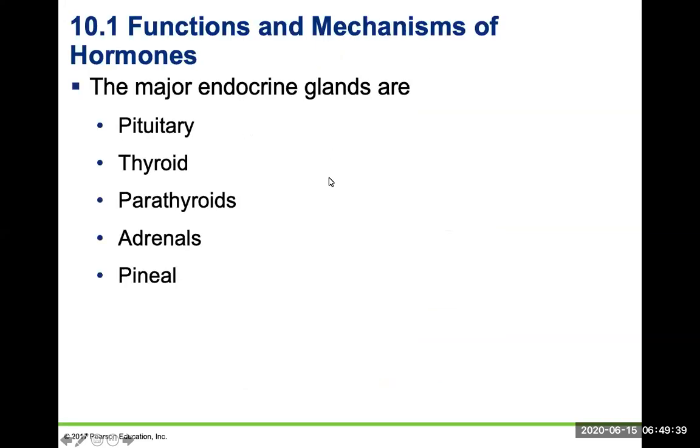These are the major endocrine glands. I'll let you read through those: pituitary, thyroid, adrenals. Your adrenals are on top of your kidneys.